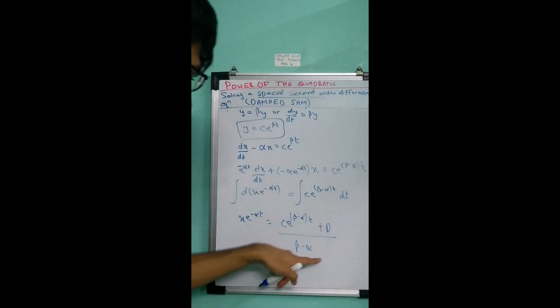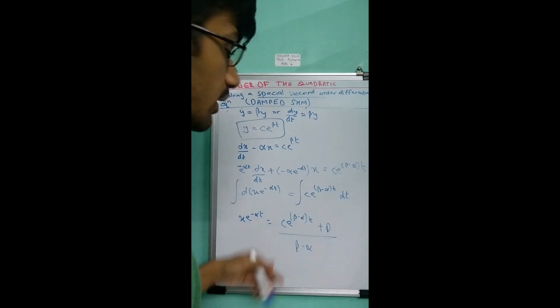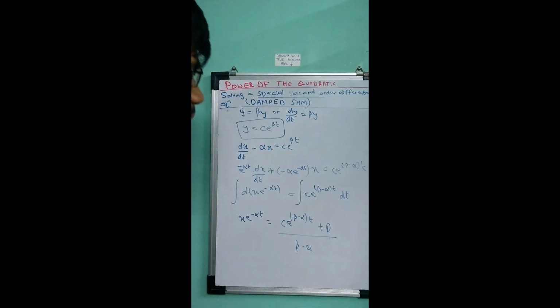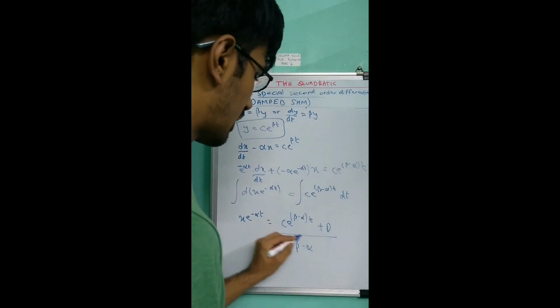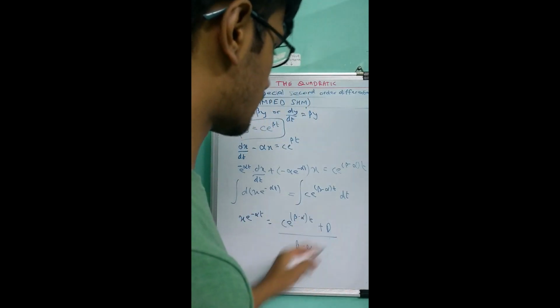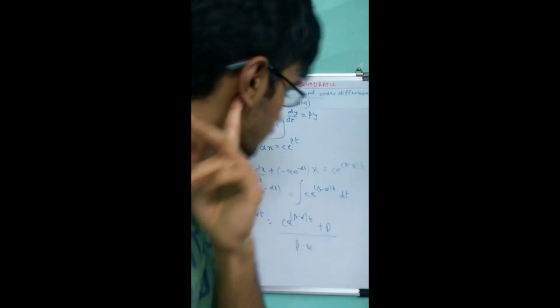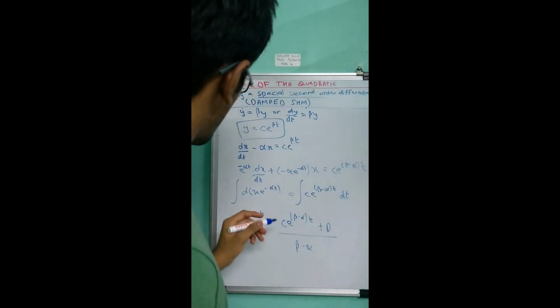Since beta minus alpha is also some constant, beta and alpha, if you remember, are roots of the equation mt square plus bt plus k equals 0. So m, b and k are constants, which means the roots alpha and beta will also be constants. So c by beta minus alpha is also constant and d by beta minus alpha is also constant. So I'll write them as p and q. That's not an issue.